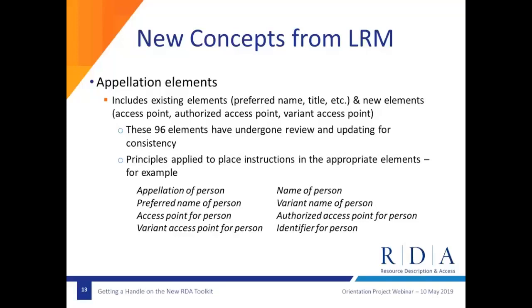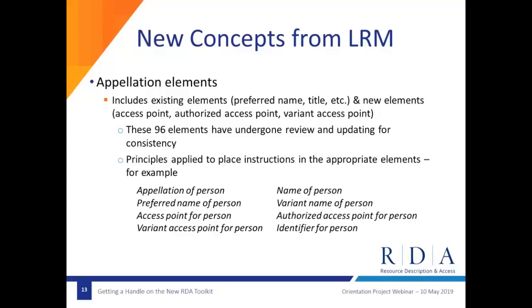You can see a sample here of what relates to person: an appellation of person, a name, a preferred name, a variant name, an access point, an authorized access point, a variant access point, and an identifier. One of the challenges here was trying to figure out that preferred name is really about getting ready to construct; it's not about getting ready to construct an access point.